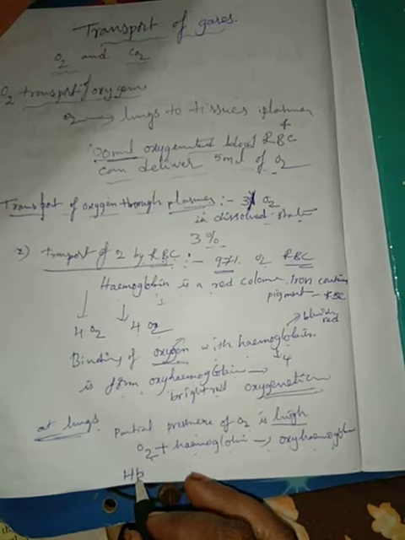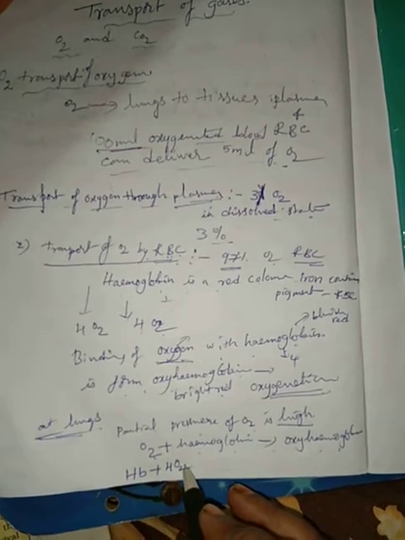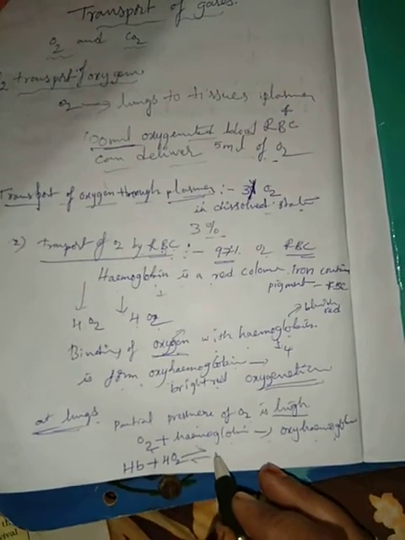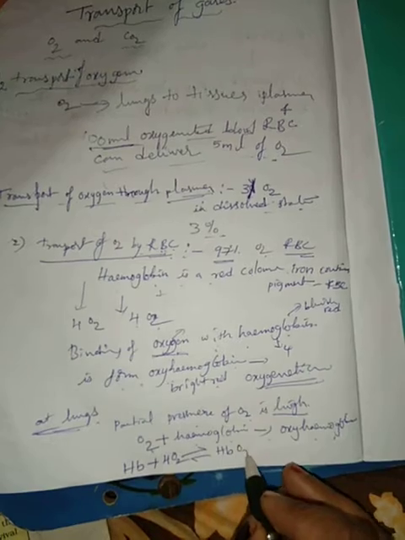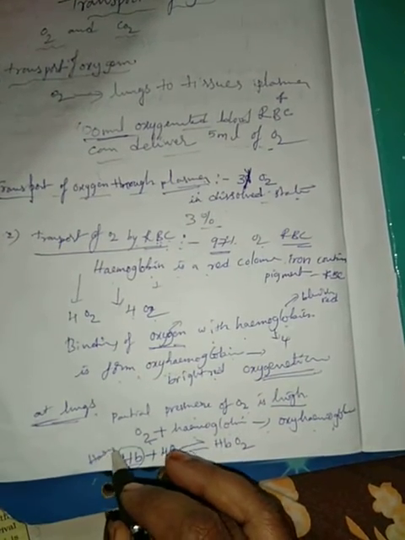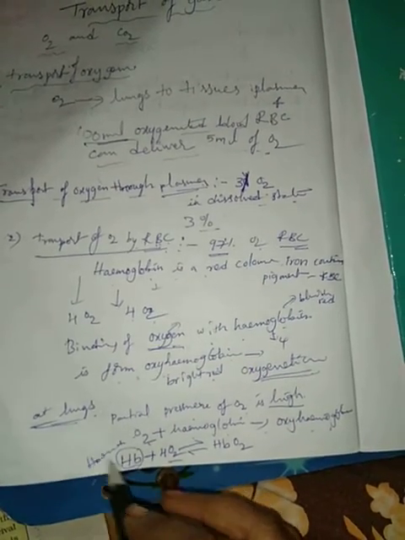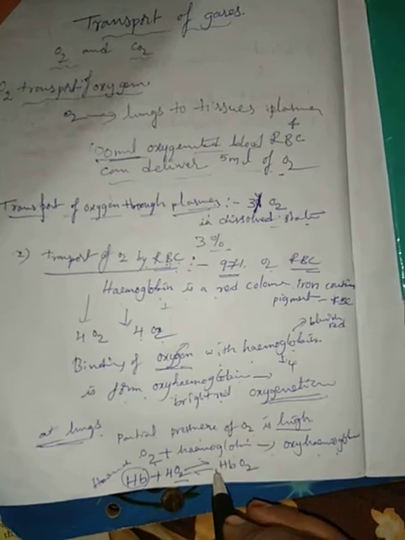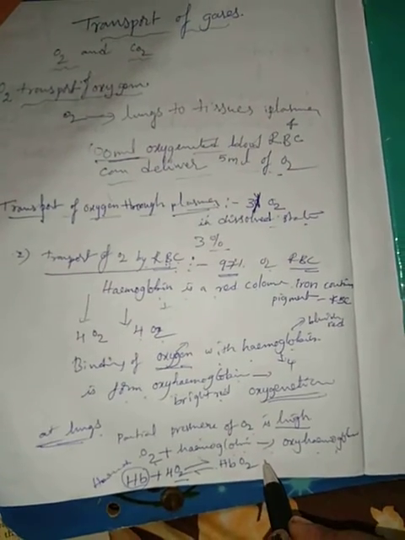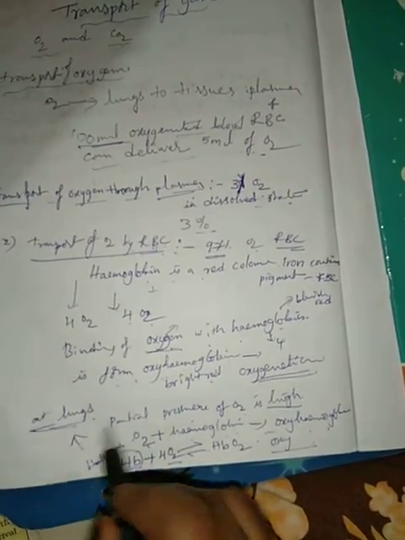For example, hemoglobin is Hb plus 4O2, and gives rise to HbO2. Hb means hemoglobin. Hemoglobin binds with oxygen, then forms oxyhemoglobin. So this is called oxygenation. Oxygenation is present in lung stage.